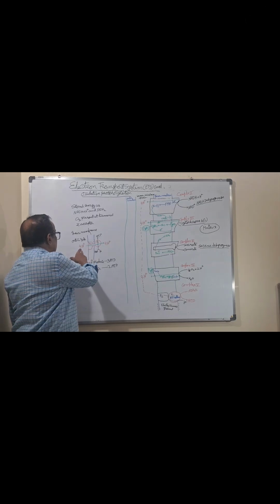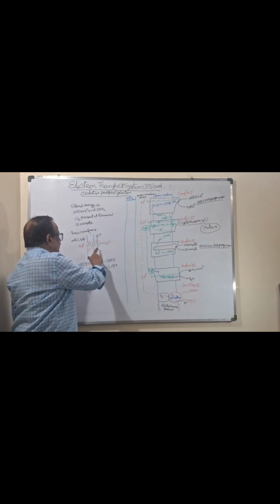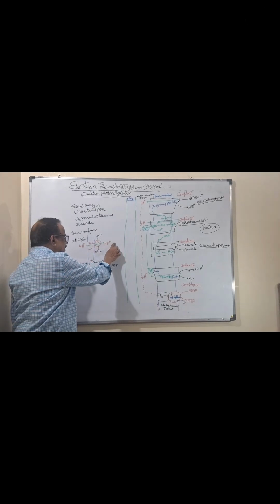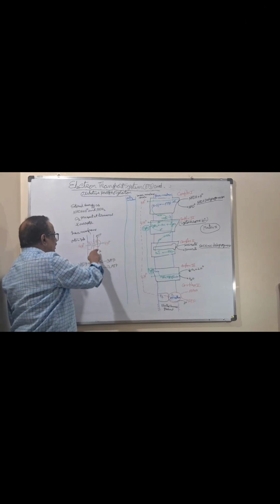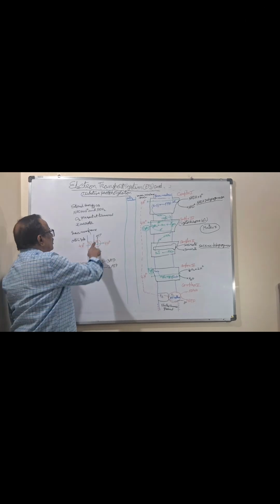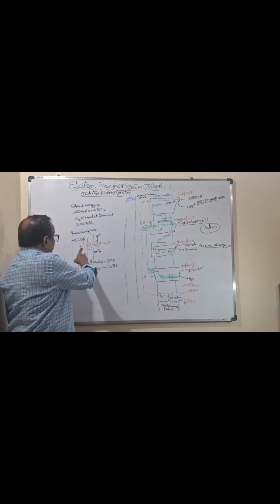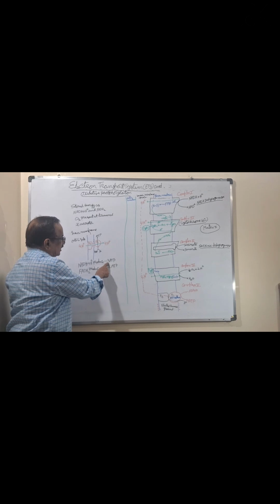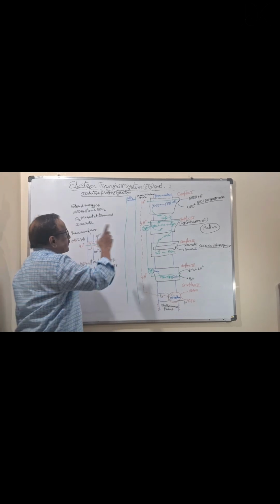And 4 protons pass through the F0 channel, reach the F1 particle and go to the matrix. What will it do? It will rotate the headpiece, and ADP and phosphate will be pressed and form ATP. Now 4 protons are sent and NADH is forming 3 ATP. How is that? You will get that also. Now I will explain that.